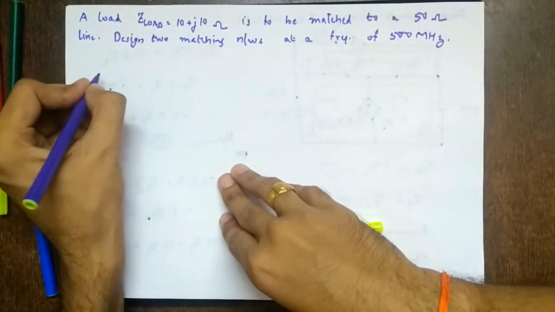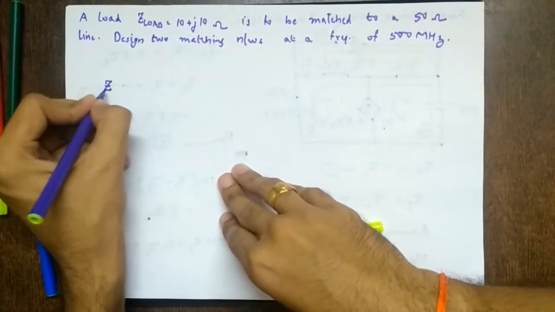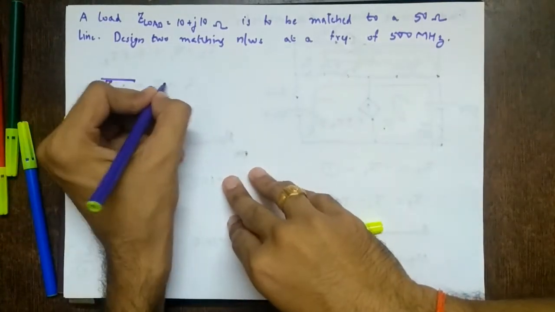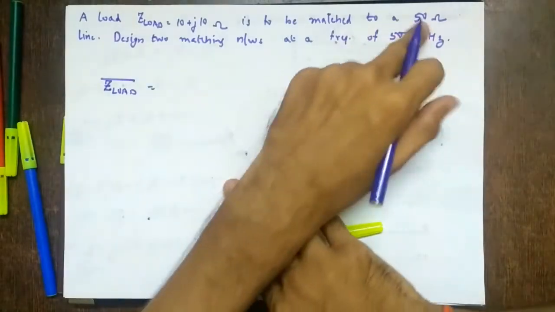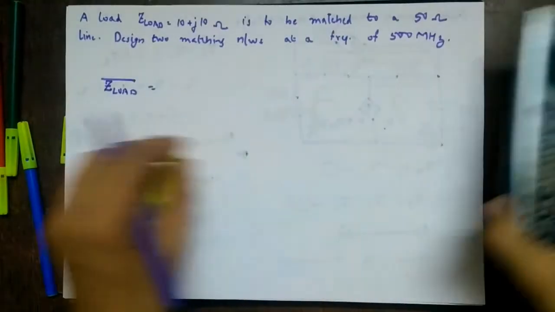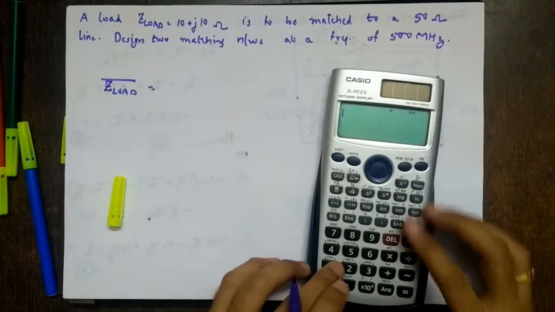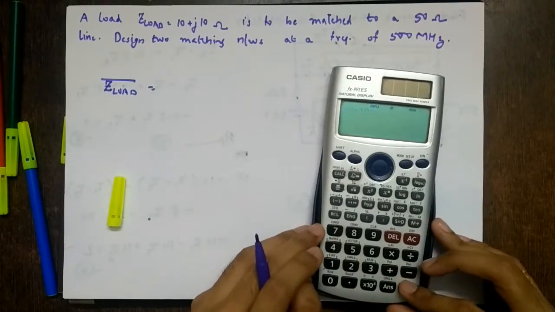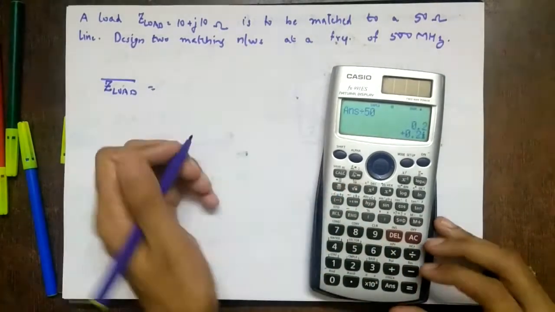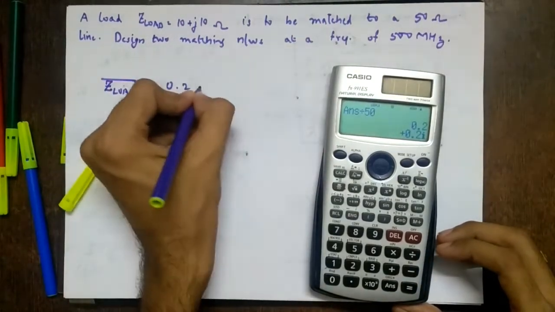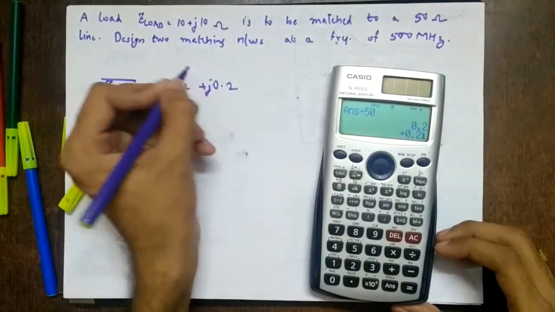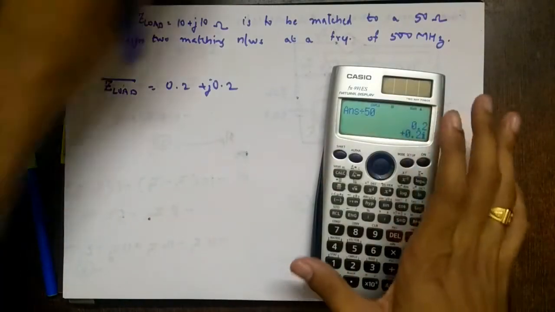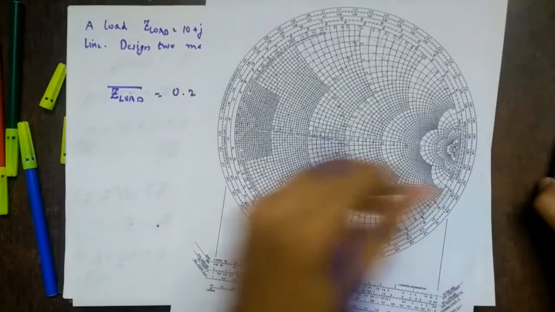So first, since we are using Smith chart, we'll write it as Z load bar. So what will it be? Z load upon Z naught. Z naught is what? 50 ohms. So 10 plus 10 J, divided by 50. So it is 0.2 plus J 0.2. Again, no unit because impedances are divided. So first step is to plot this on the Smith chart.